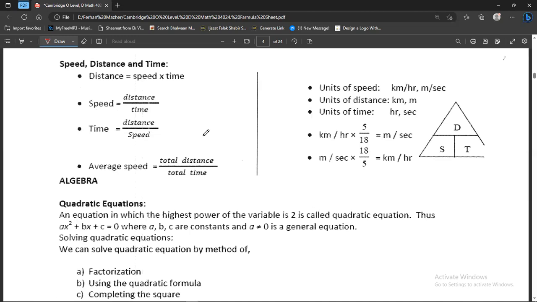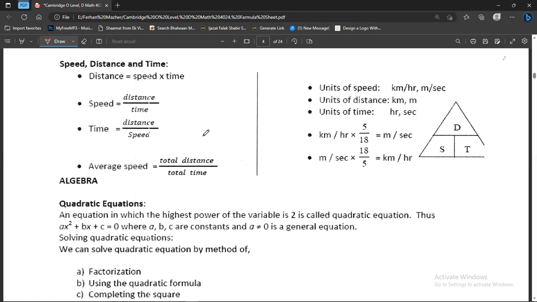Average speed is always the total distance traveled divided by the total time taken. So for example, if you want to find out the average speed over a whole journey, then it will be the total distance traveled in the journey divided by the total time taken for that journey. Units of the speed are kilometer per hour and meter per second. These are the two famous units which we use. Units of the distance are kilometer and meter. Units of the time are hour and sometimes seconds.